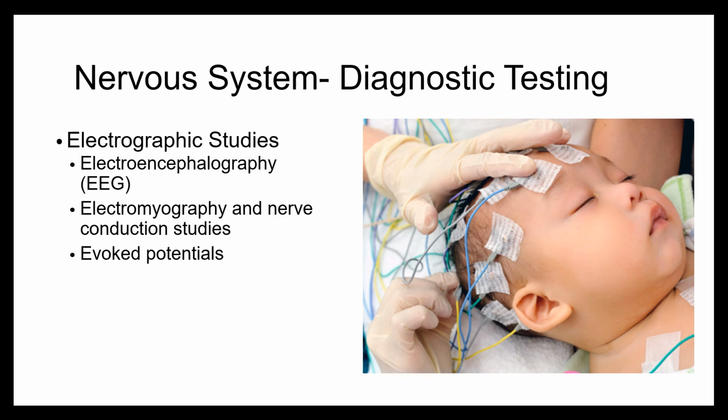Some indications for an evoked potential study could be evaluating the consciousness of a patient. It can be used sometimes in patients with multiple sclerosis, particularly if they're having optic disorders in conjunction with their MS, and then patients with acoustic neuromas, which we'll talk about in our sensory section later on.